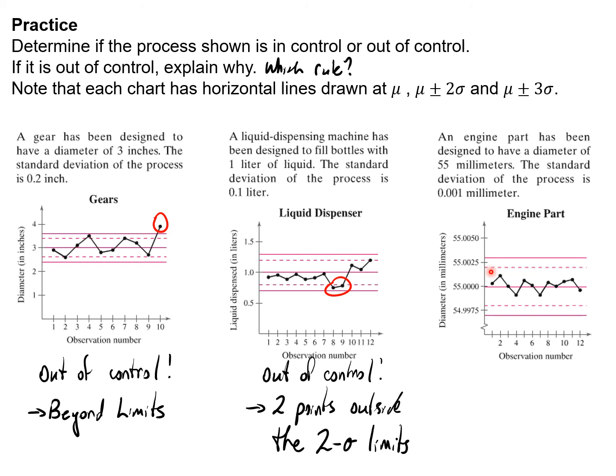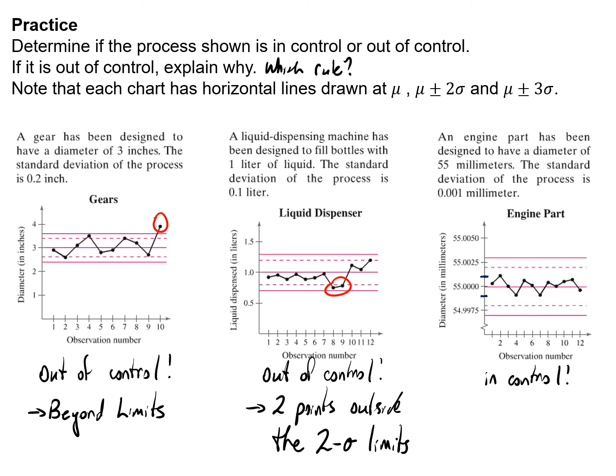Our zone A situation would be if we had 2 or 3 outside the 2 sigma limit, nothing outside of it. I don't even know if there's anything outside the 1 sigma limit here. For example, that would be about here. It looks like everything is pretty much according to plan. There's no sets of 7 consecutive points on one side or the other of the center line. To me, this process looks like it's nice and safely in control. So any variation for this situation would be controlled variation. So this is in control.